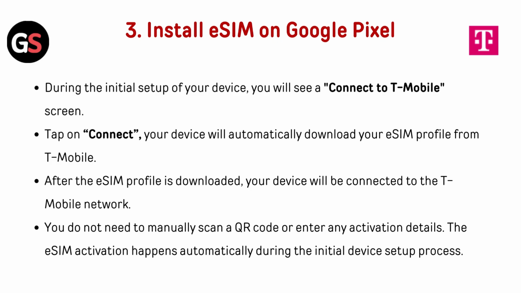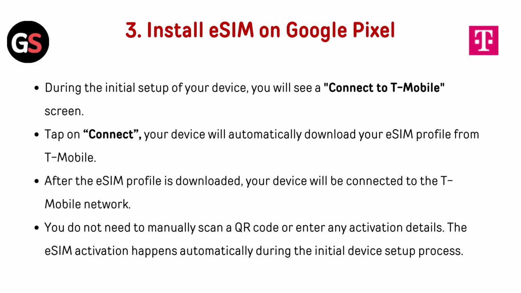Install eSIM on Google Pixel. During the initial setup of your device, you will see a Connect to T-Mobile screen. Tap on Connect, your device will automatically download your eSIM profile from T-Mobile. After the eSIM profile is downloaded, your device will be connected to the T-Mobile network.